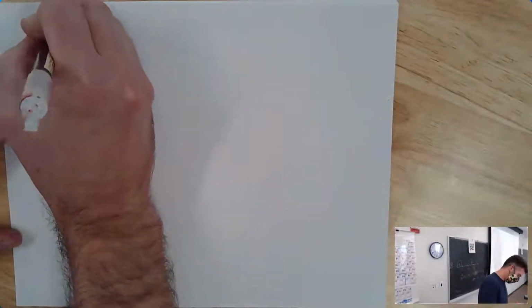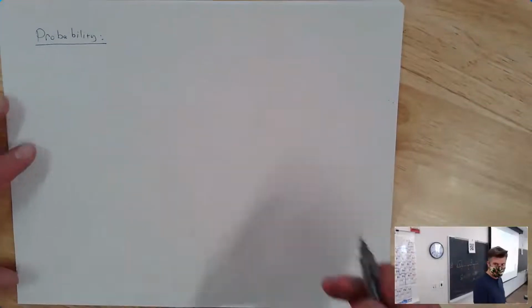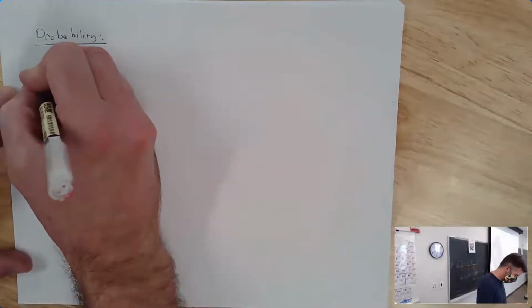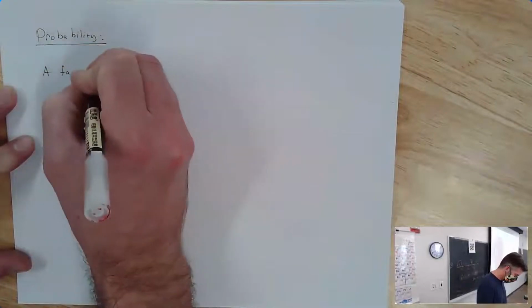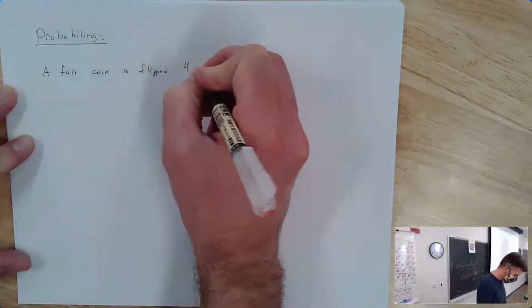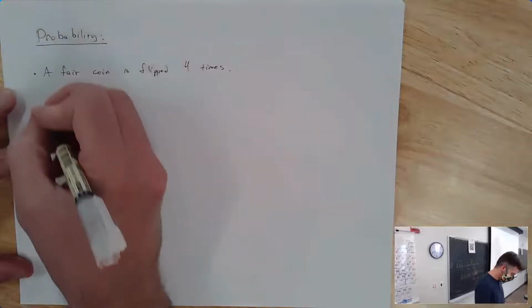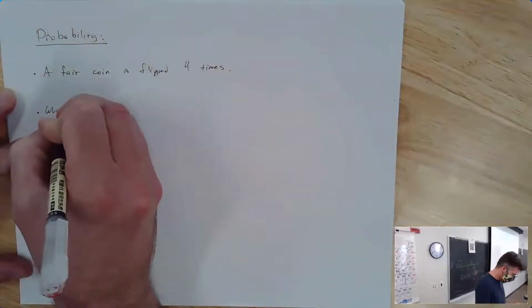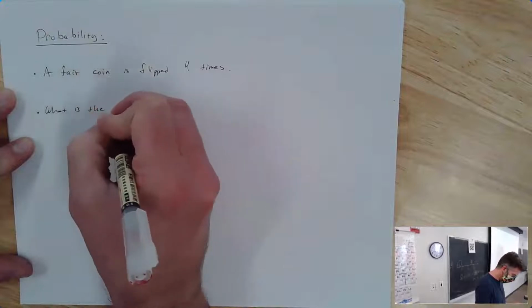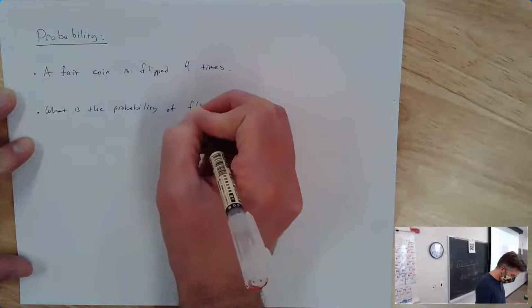Let's talk about probability. Start with an example. A fair coin is flipped 4 times. What is the probability of flipping 2 heads?